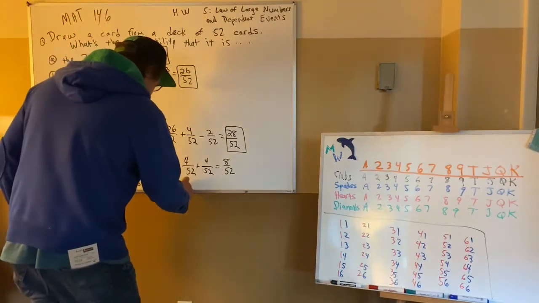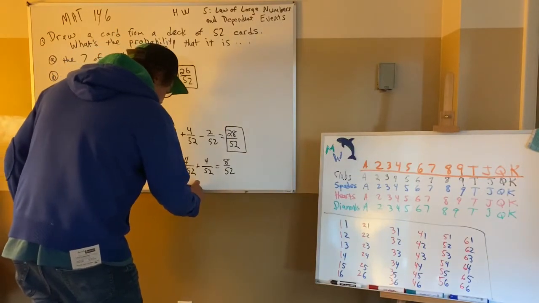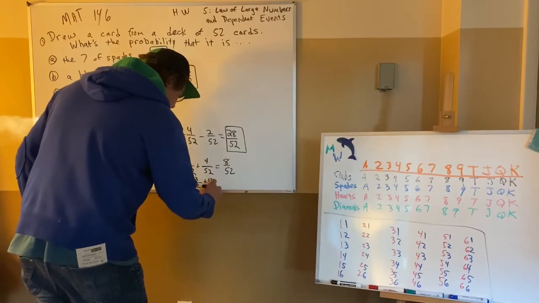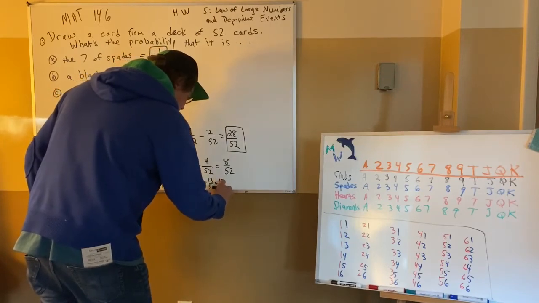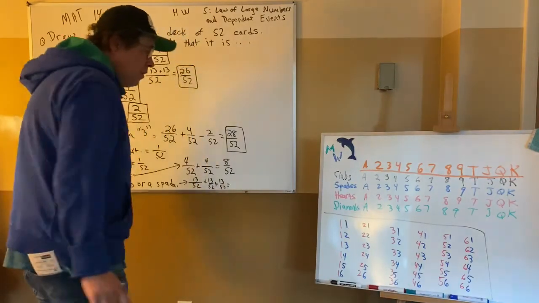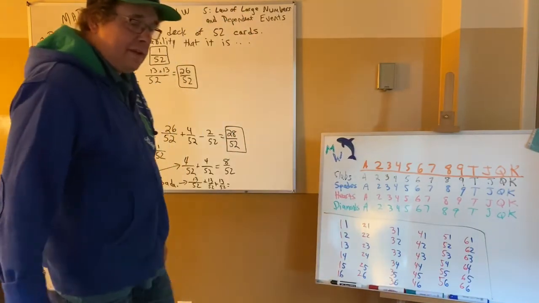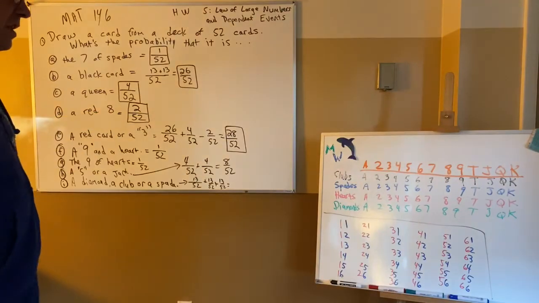A diamond, a club, or a spade. So we got 52, we got 13 diamonds, we got 13 clubs, and we got 13 spades. Those are in rows. Clubs, spades, diamonds. Top, second, and last. Rows. 13 across each.